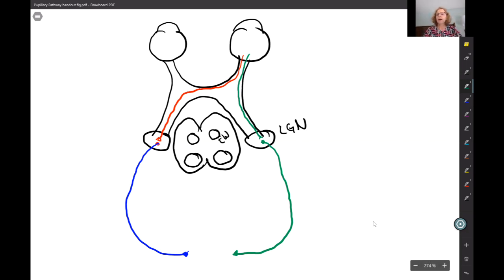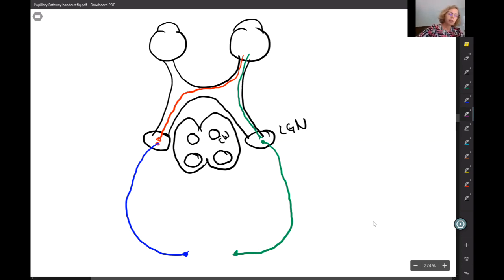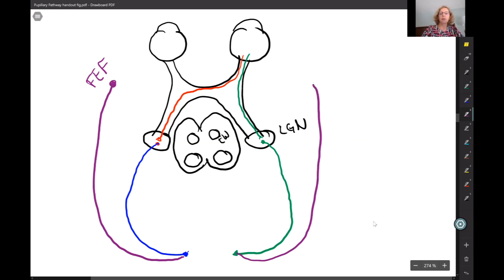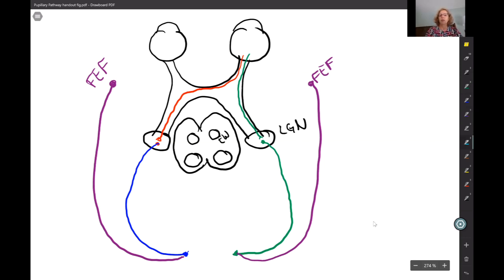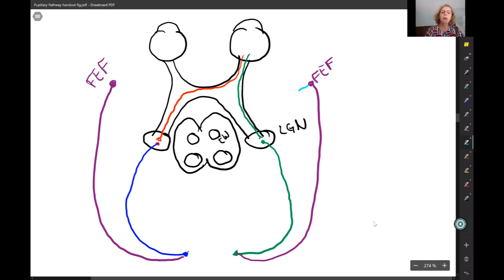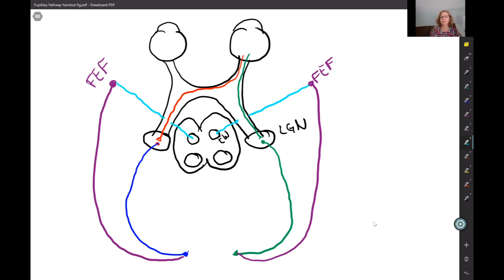From the occipital lobe, these fibers are going to go all the way back forward to the frontal eye fields. And this occurs on both sides. From the frontal eye fields, this is going to go directly into the Edinger-Westphal preganglionic cells.